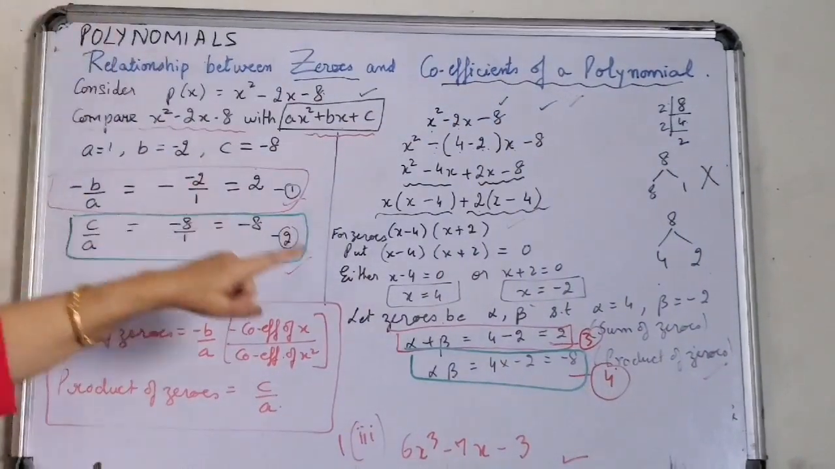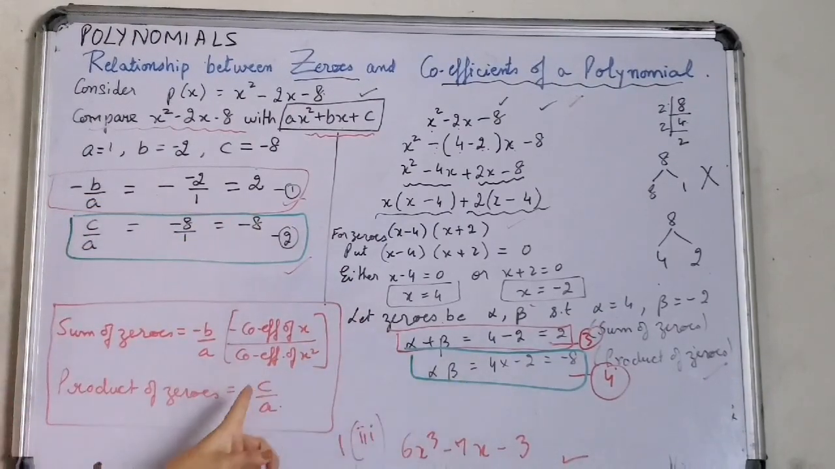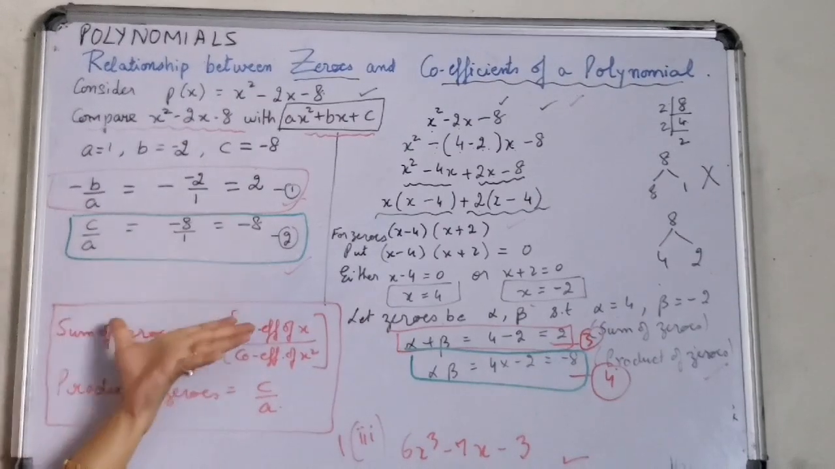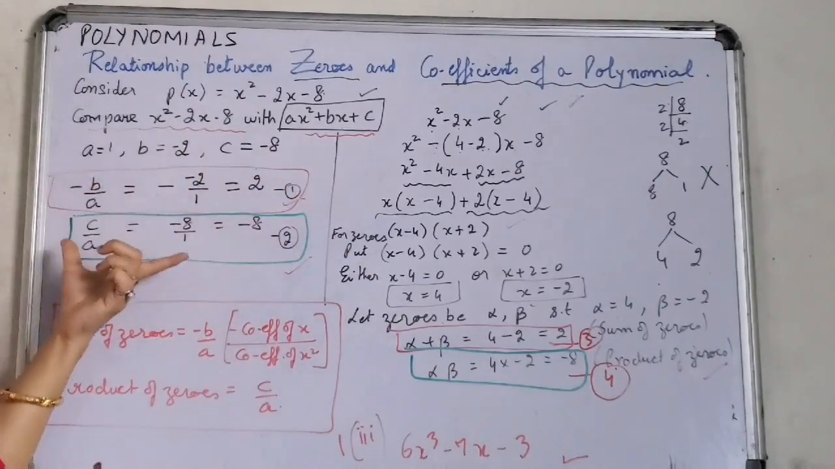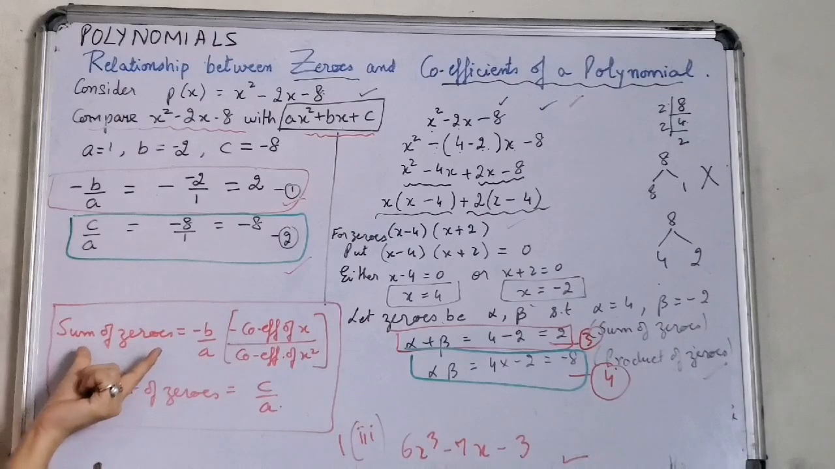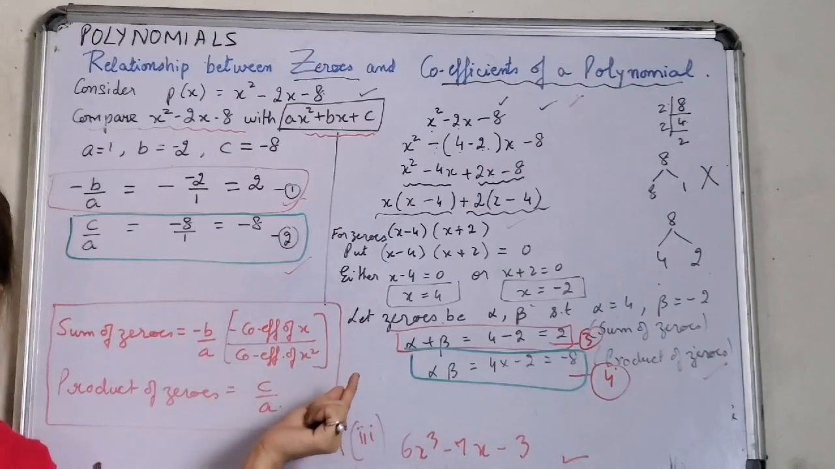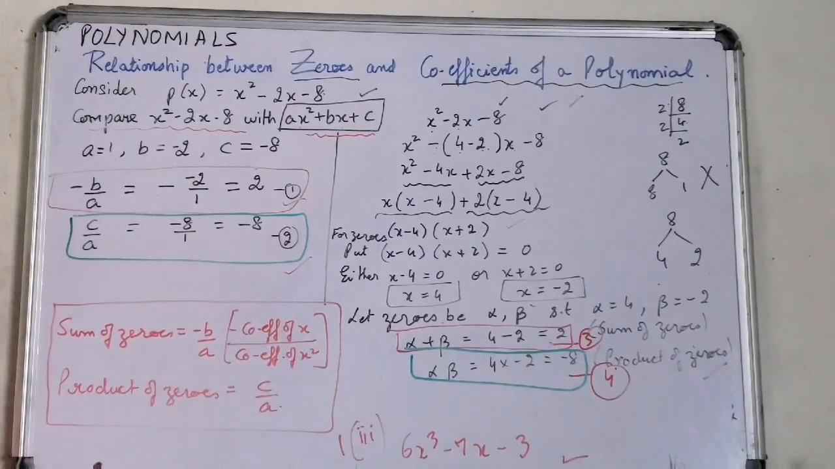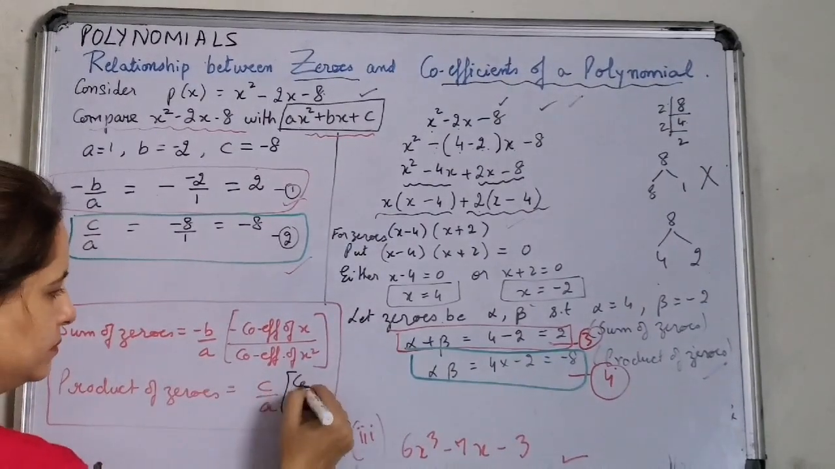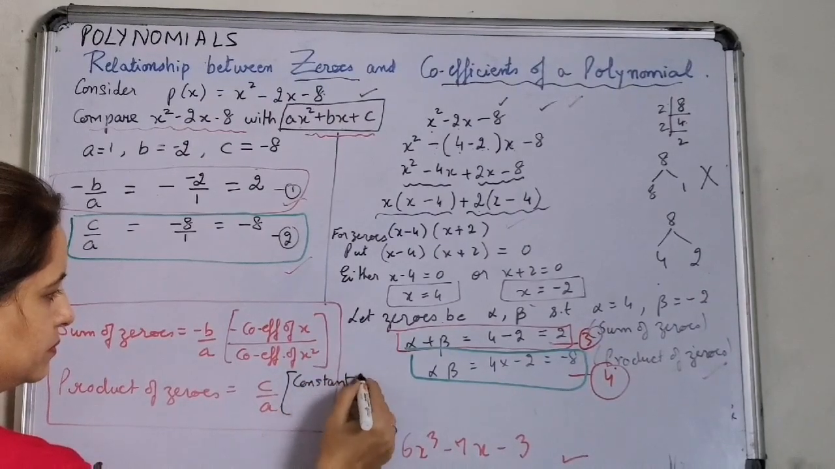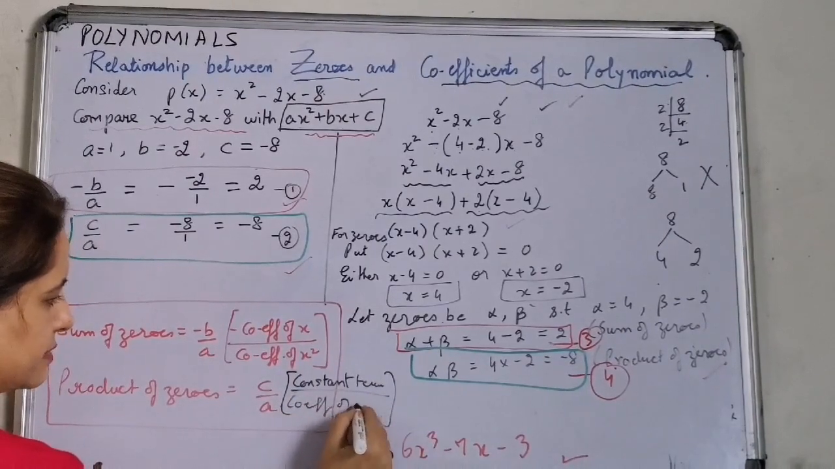The sum of zeros gives the same value as minus b upon a. The product of zeros gives the same value as c upon a, right? So this is the relationship we have derived from the zeros of the polynomial and from the coefficients of the polynomial. Sum of the zeros will always be equal to minus b upon a, that is minus coefficient of x upon coefficient of x squared, and product of zeros will always be equal to c upon a, that is constant term upon coefficient of x squared. I hope you have understood it.